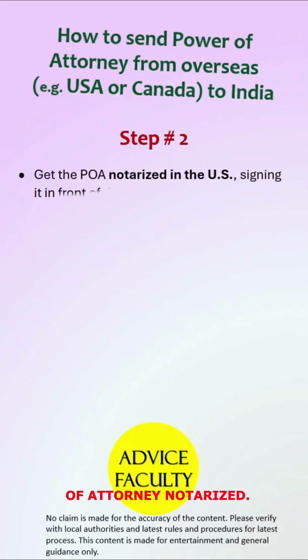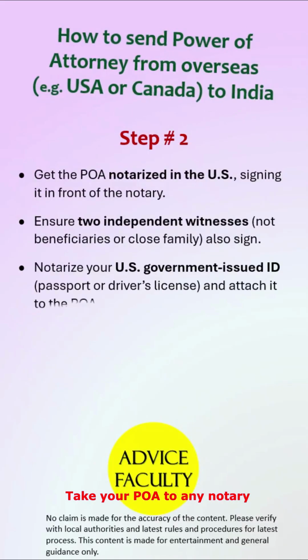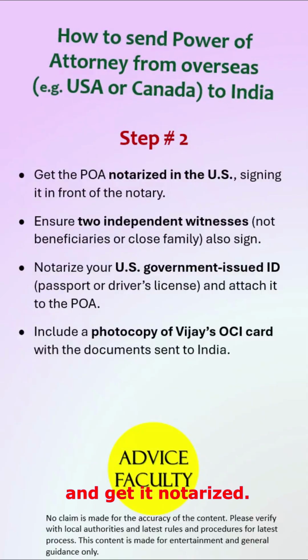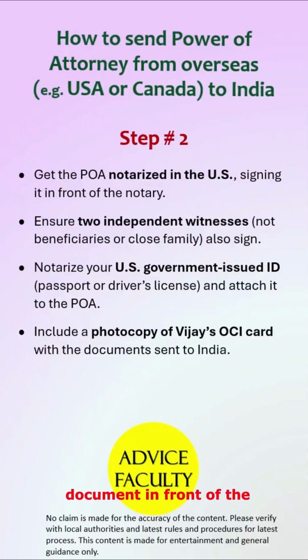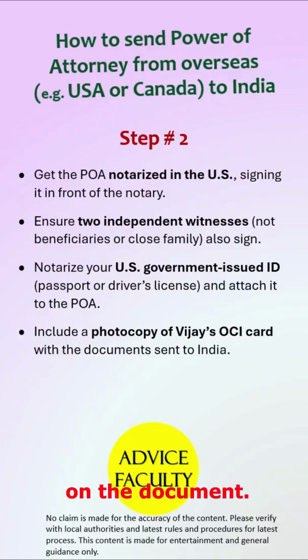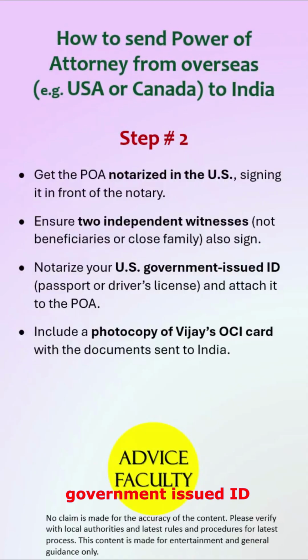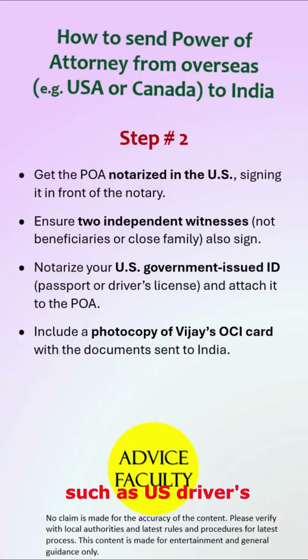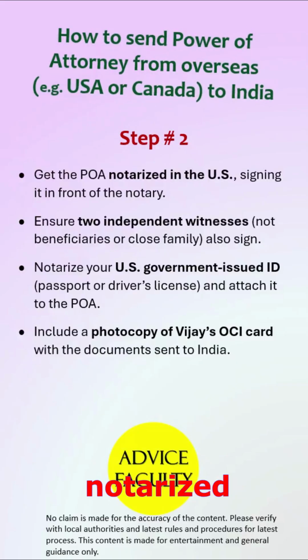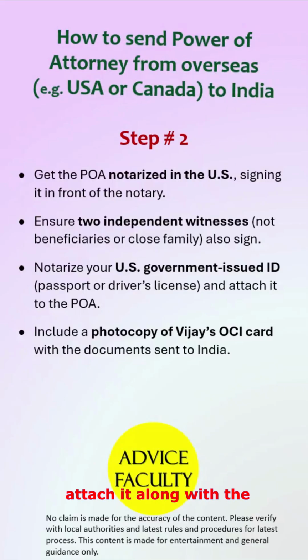Step 2. Get the power of attorney notarized. Take your POA to any notary in your area in the US and get it notarized. You should sign the document in front of the notary, who will verify your identity and put his stamp or seal on the document. It should be witnessed by 2 independent witnesses, who are neither the beneficiary nor your immediate family members. You should get your government-issued ID such as US driver's license or US passport notarized at the same time and attach it along with the POA document to send to the relative in India.